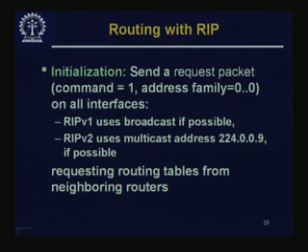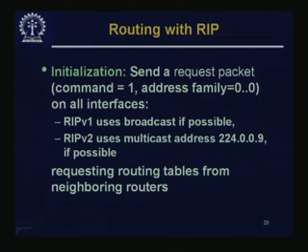Now, how does it initialize? Initialization: send a request packet with command equal to 1, address family equal to 0, that means you are looking for the IP addresses on all interfaces, that means you flood a request at all interfaces. RIP version 1 uses broadcast if possible, RIP version 2 uses a multicast address, if possible. Basically, we will not go into the details of this. The point is that when it is initializing, it is asking for information from all possible sources. Of course, its sources must come through one of the interfaces. So, it sends out the request through all the interfaces, maybe one by one or by some other means, but we are not going into that.